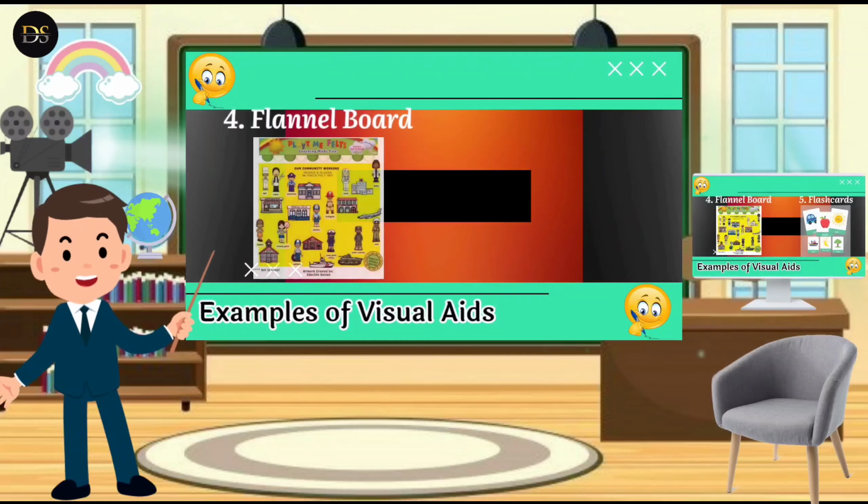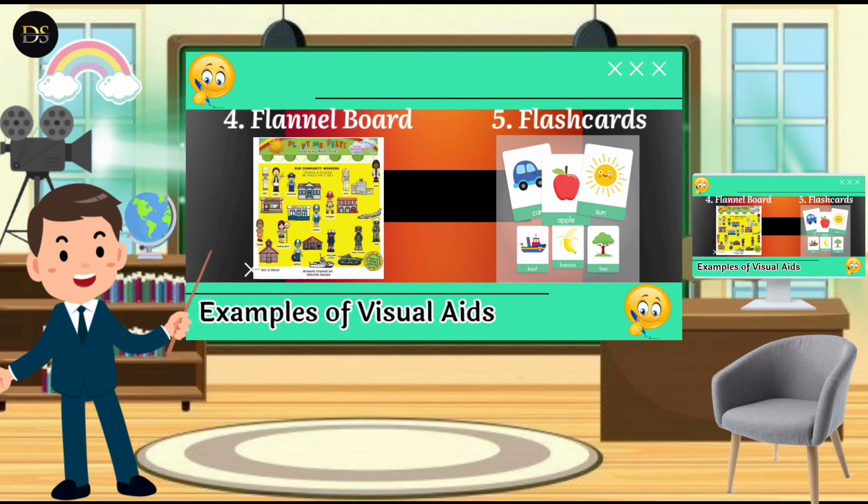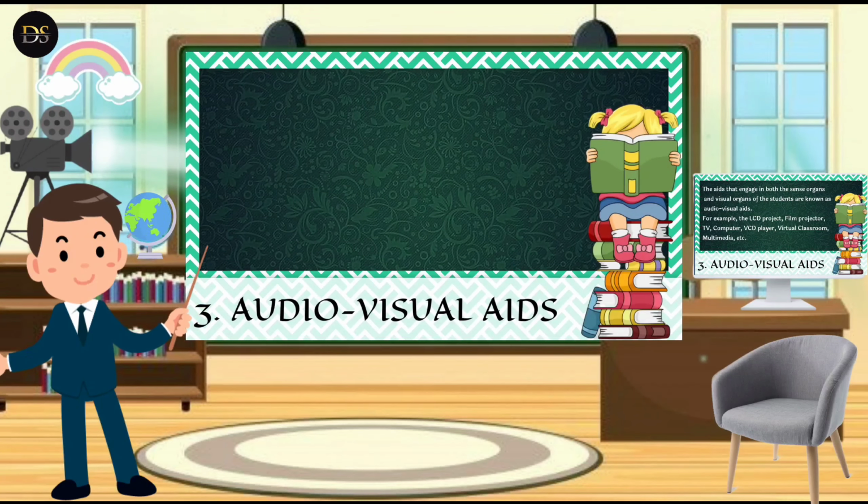Fourth is flannel board. It is a board covered with flannel fabric, usually resting on an easel. Fifth is flashcards. It is a card containing a small amount of information, held up for pupils to see, as an aid to learning. The third type is audiovisual aids.